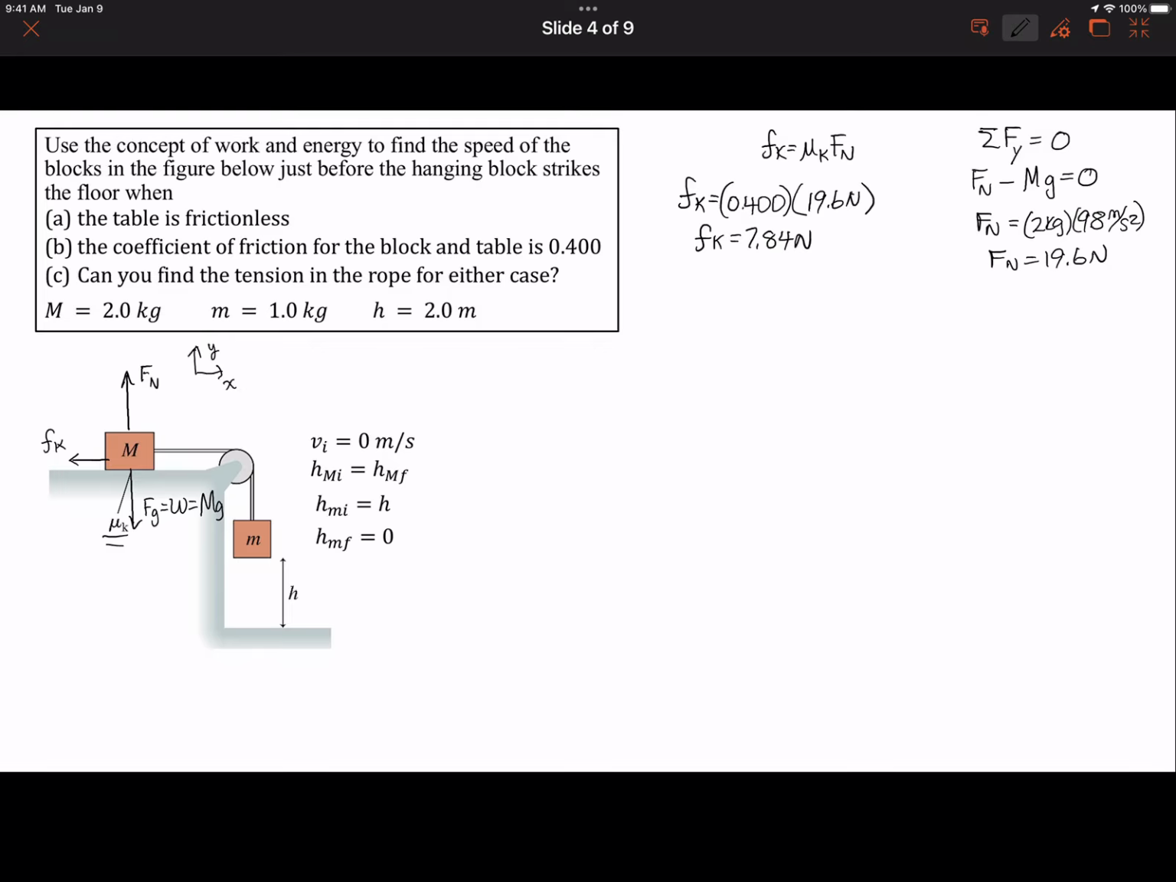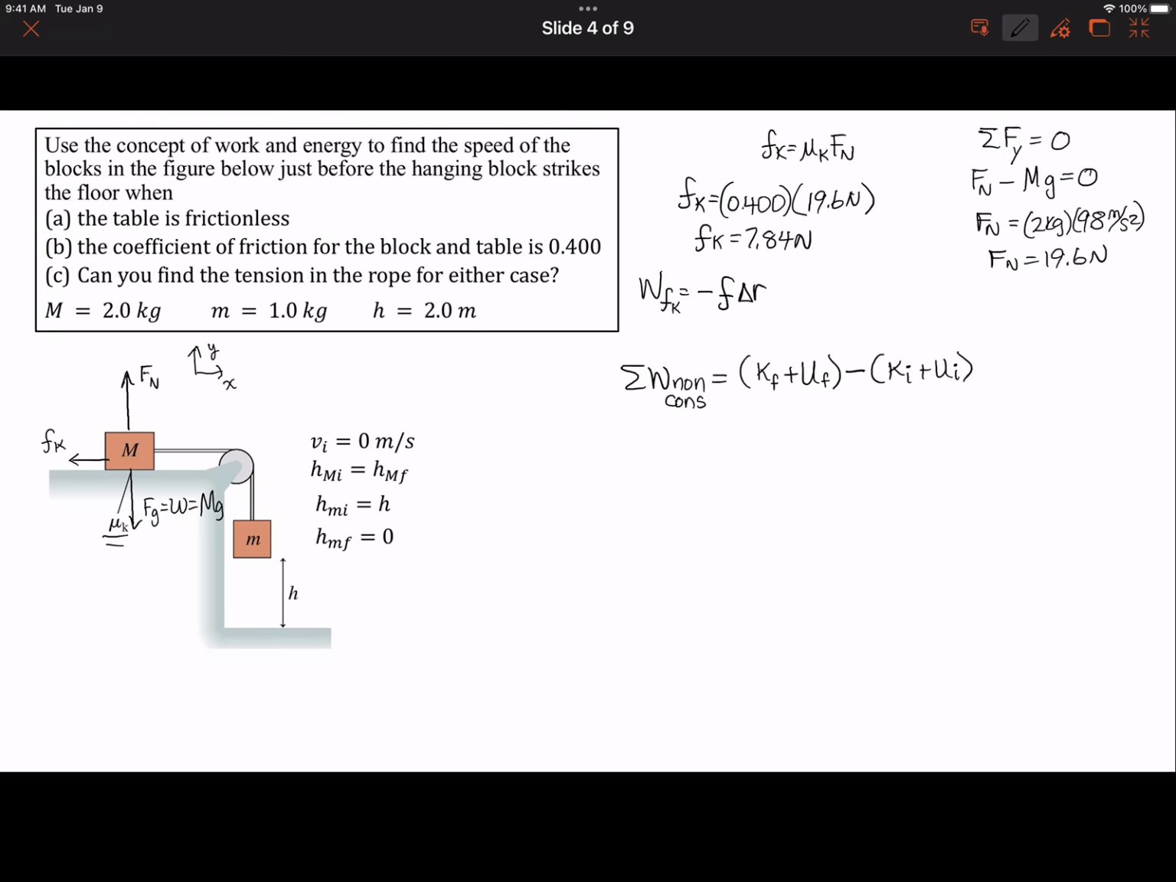So if we consider both blocks as our system, we want to look at the work energy theorem, which says that the net amount of work done by non-conservative forces is just equal to the change in energy. So the final energy, which is the sum of the kinetic energy plus the potential energy, minus the initial energy, which is again the sum of the kinetic energy plus the potential energy. So the only non-conservative force here that is doing work is the frictional force, and the work done by friction is just minus the frictional force times the displacement.